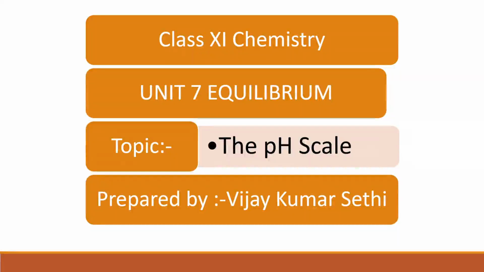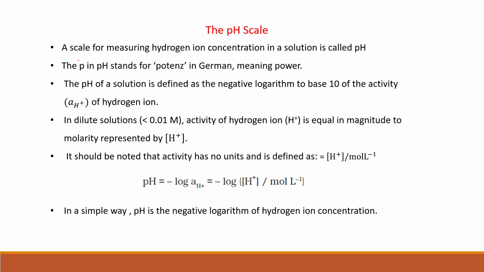Class 11th Chemistry. We were discussing Unit 7 Equilibrium, and in this video we are going to discuss the pH scale. A scale for measuring hydrogen ion concentration in solution is called pH. The p in pH stands for Potenz, in German meaning power, that is, power of hydrogen.